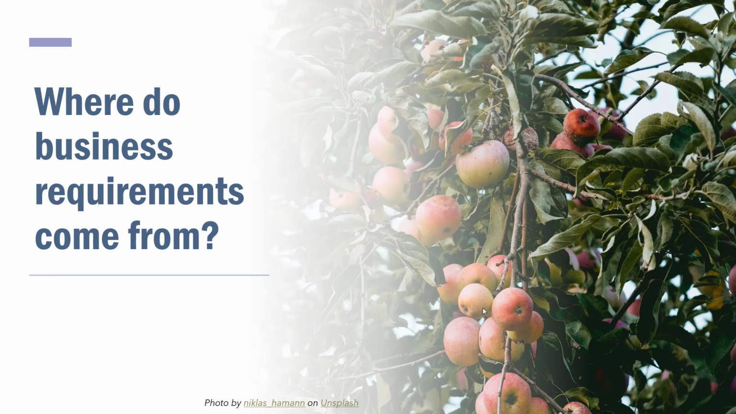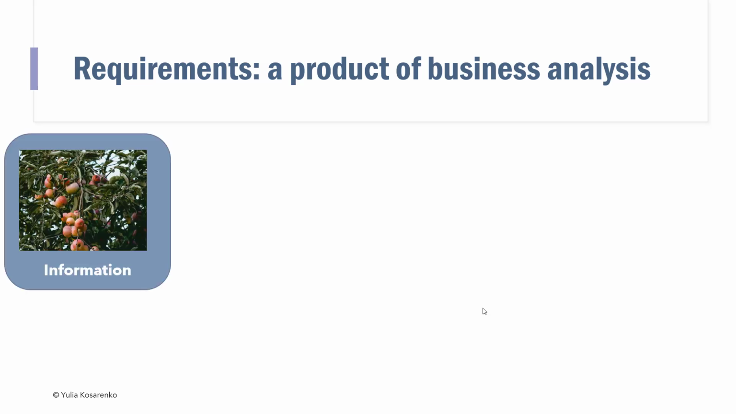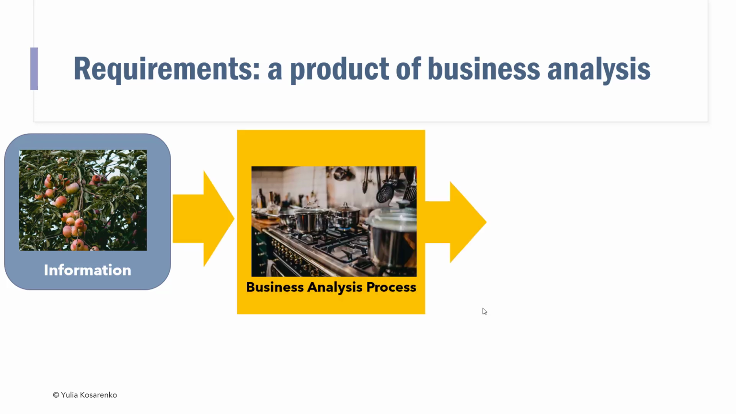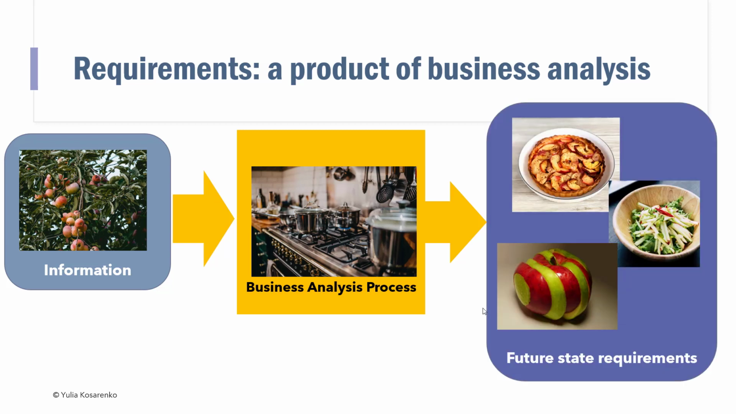And this takes us to the question, where do business requirements come from? Do they come from business? Do you just go and gather them? And the reality is that requirements are a product of business analysis. They are not something you just collect and harvest. You start with information. You talk to the people who experience a problem to gather information to understand what is happening. And then you need to apply the business analysis process. There are certain activities you need to do with that information, just like, you know, maybe cooking those apples. And only then, as a result of this business analysis process, you're going to arrive at future state requirements.